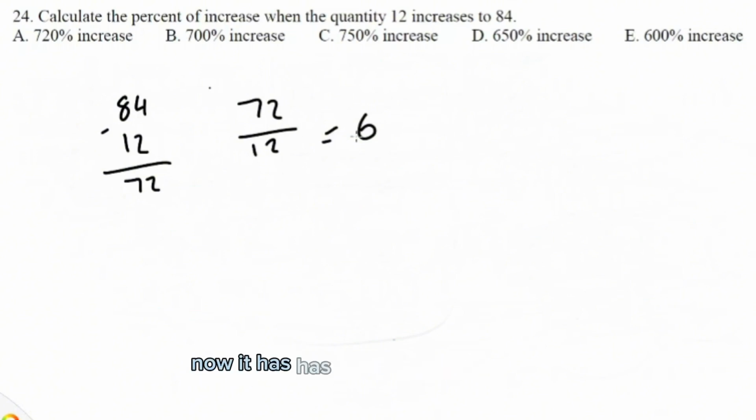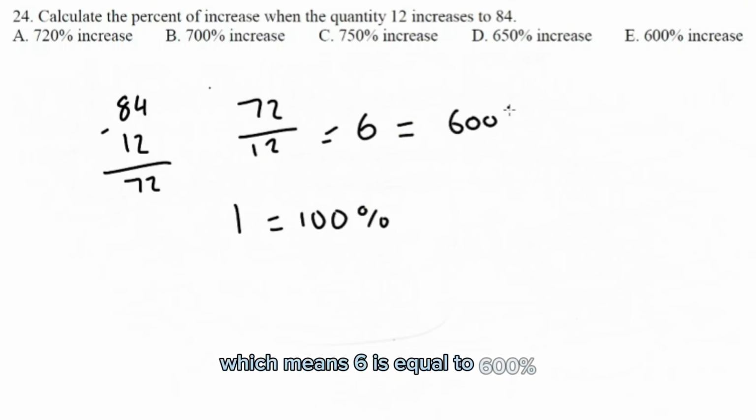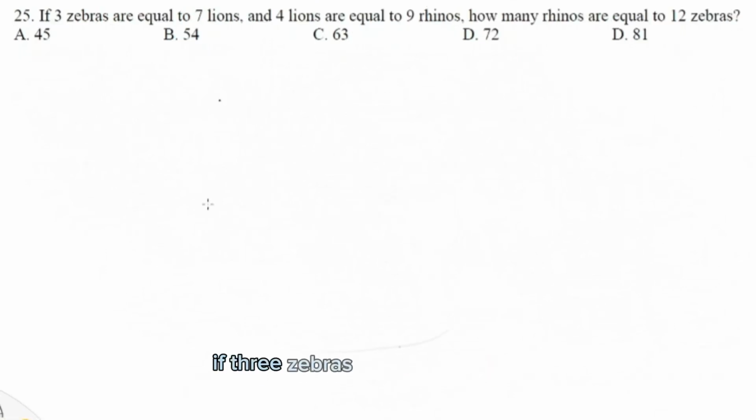Alright, now we just have to turn this into percent. So we know that 1 is equal to 100%, which means 6 is equal to 600%. And that's your answer. Next, if 3 zebras are equal to 7 lions and 4 lions are equal to 9 rhinos, how many rhinos are equal to 12 zebras?